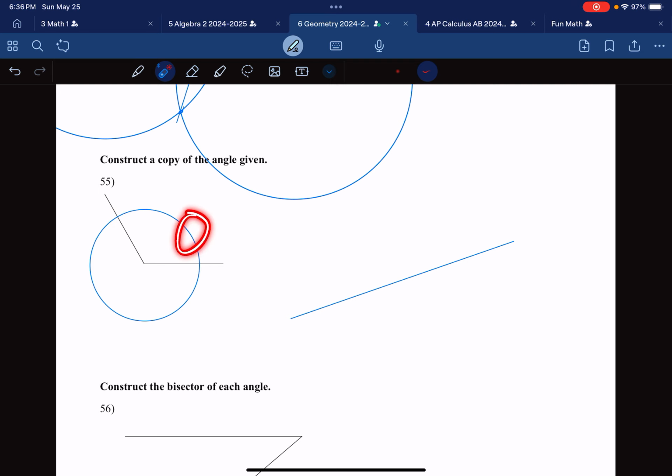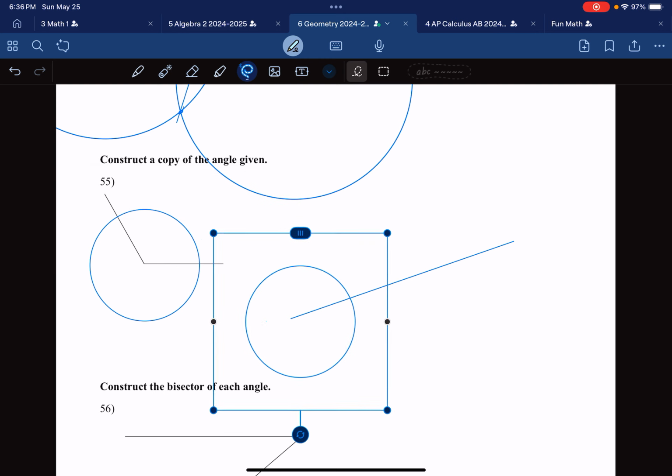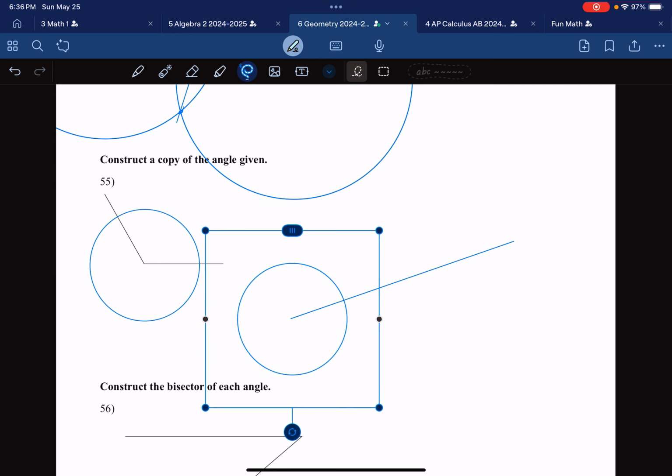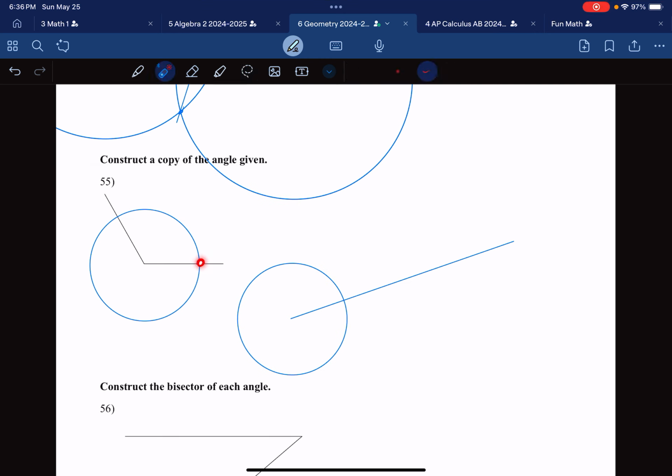So make this same size circle on this point. I can just do that by copy pasting this, throwing it over here. And next what I'm going to do is measure the distance between here and here on my compass, and make that same distance from here to here and find where that intersects. When you do that, you'll have some line that comes out like this.